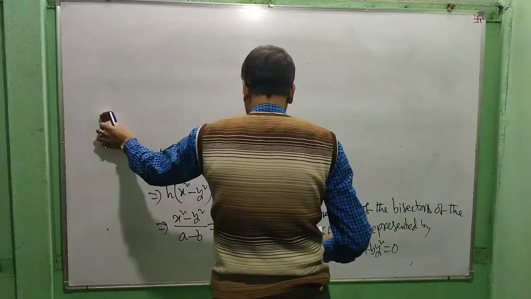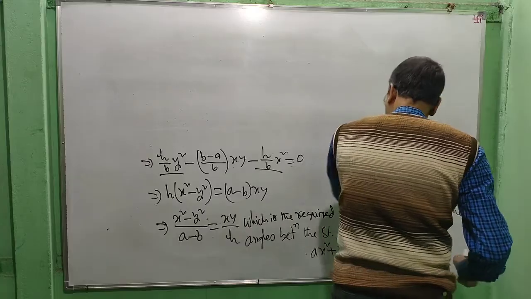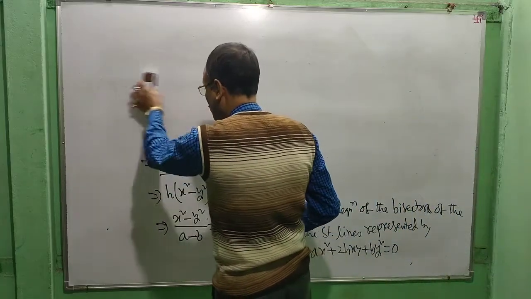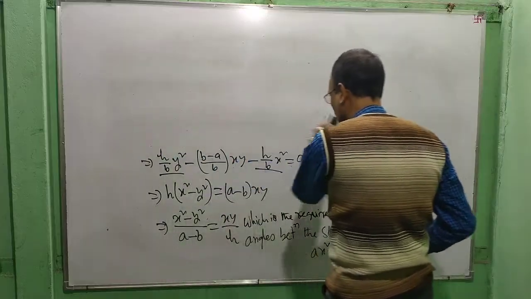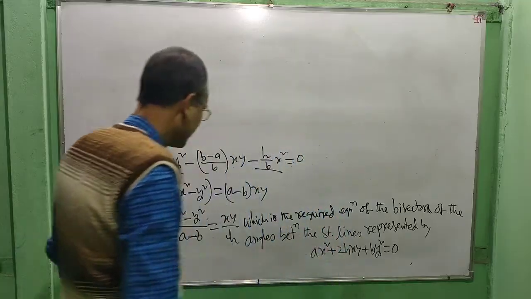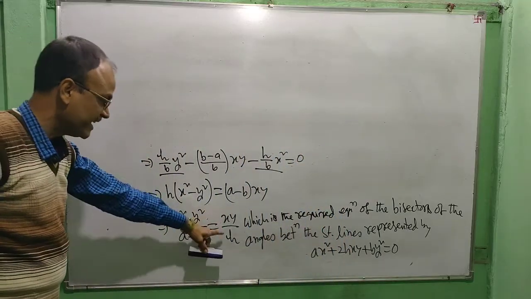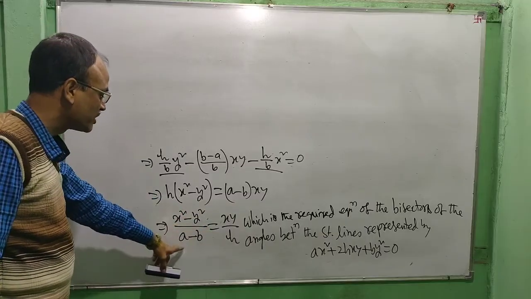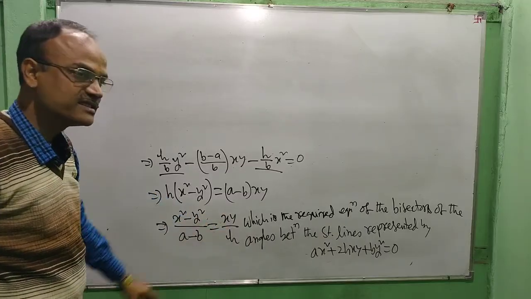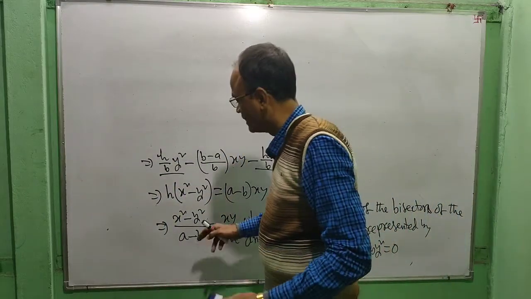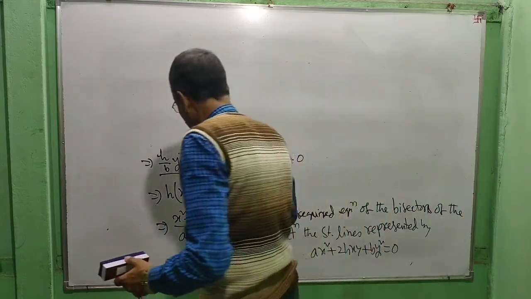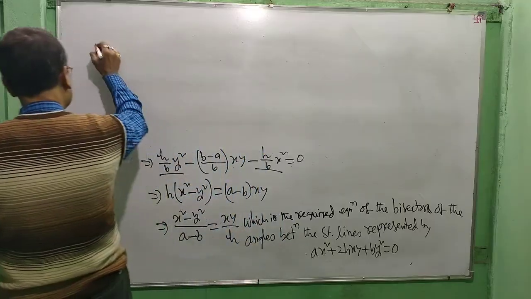The equation of the bisectors is easy to remember: x square minus y square divided by a minus b is equal to xy by h. Easy to remember this. Now, relating to this, let us take a problem.